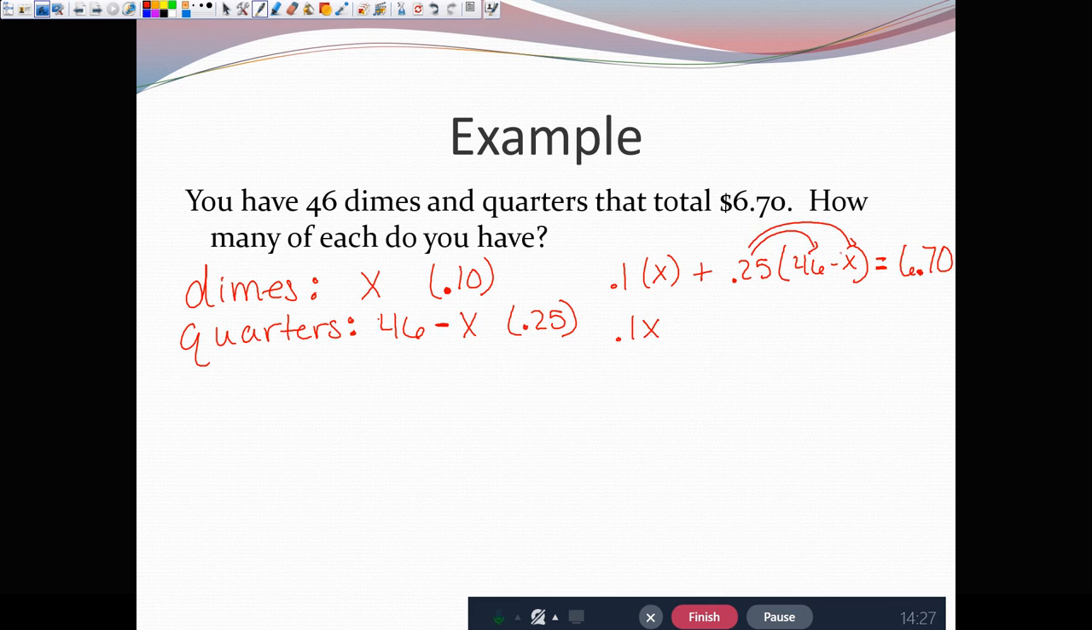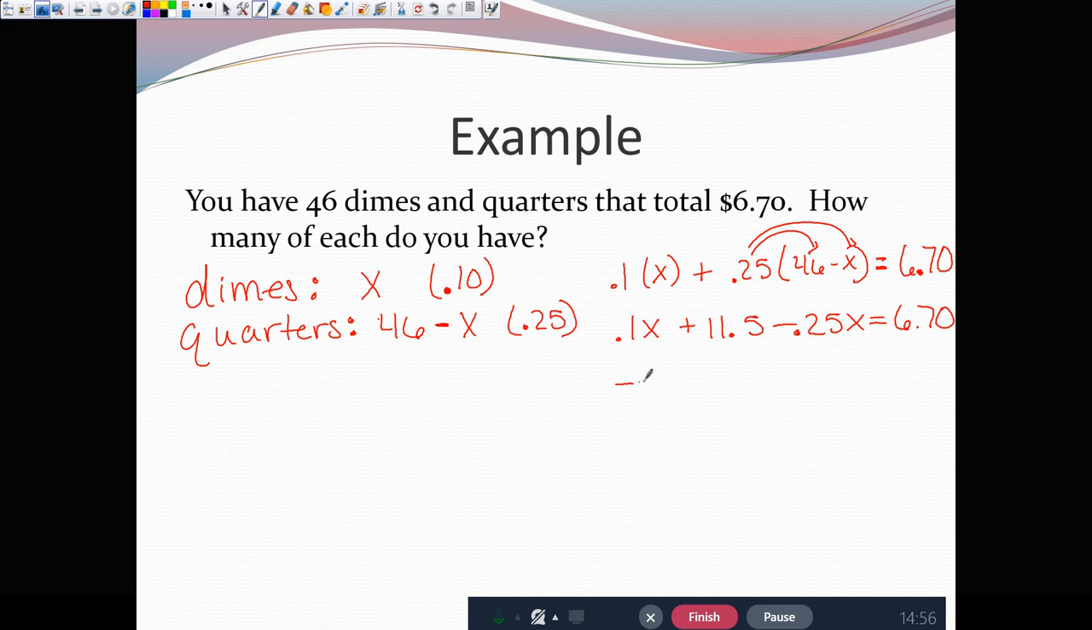0.25 times 46 would be 11.5. 0.25 times negative x would be a negative 0.25x equals 670. Okay, now I need to combine like terms. So I would like for everybody in their calculator to do this. 0.1 minus 0.25. Because that will give me my dimes, or my x.